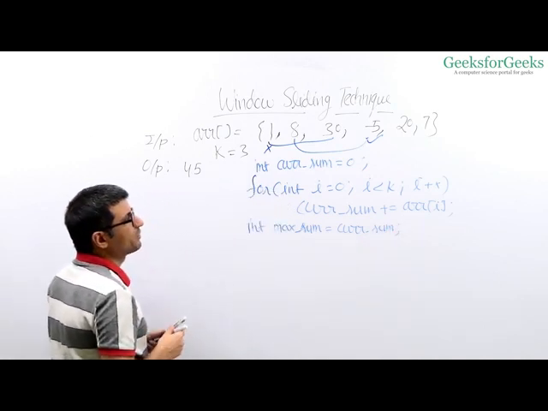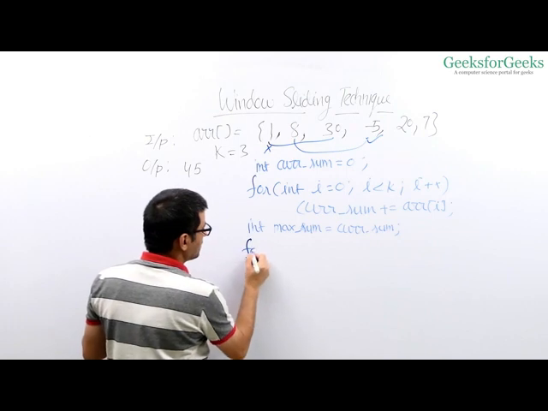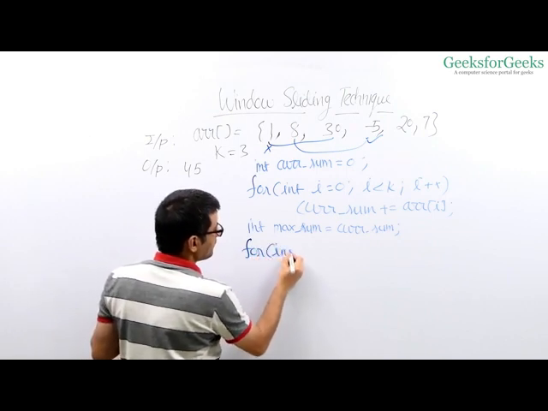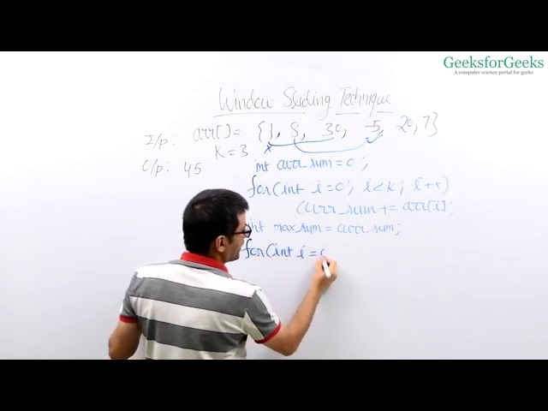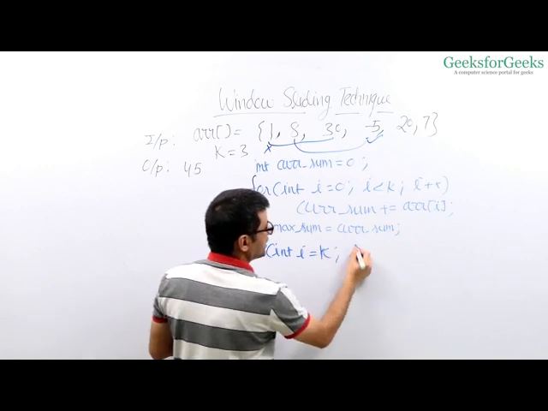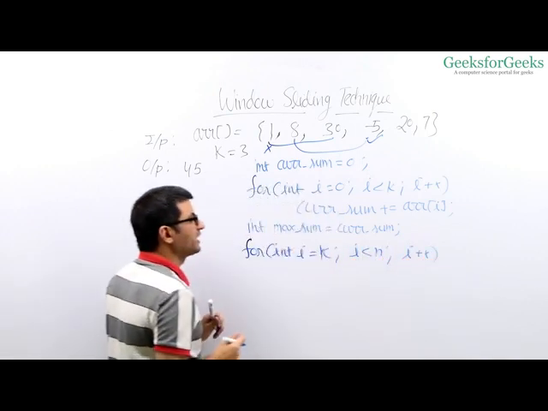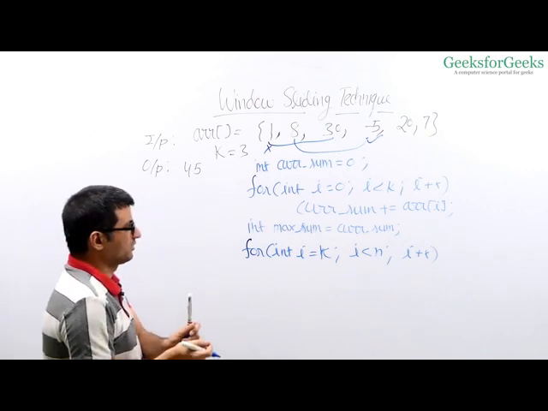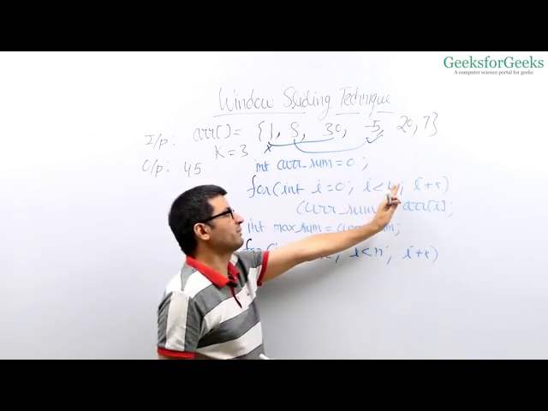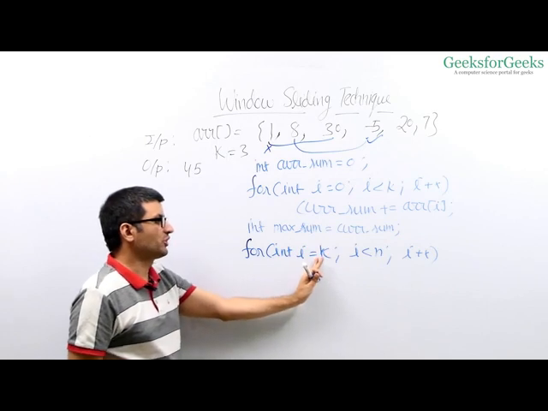Now I need to compute the sum of the remaining windows. So I run a loop beginning from k, i smaller than n, i plus plus. So here i indicates the end of the current window. So the end of the first window was k minus 1, the end of the next window is going to be k.